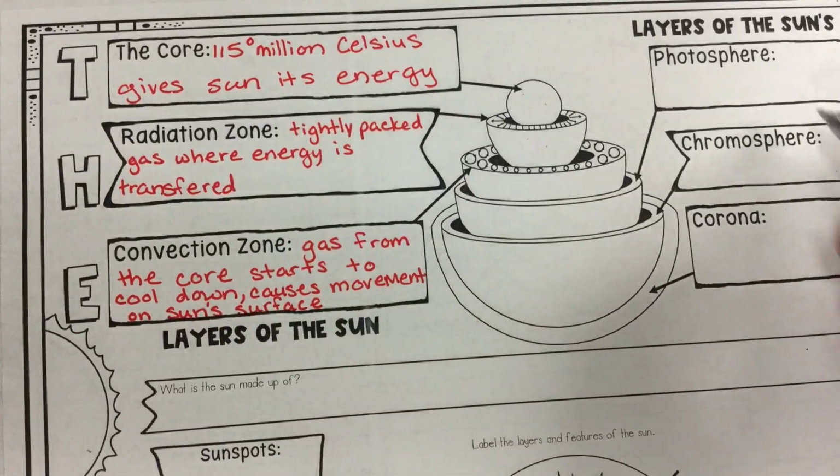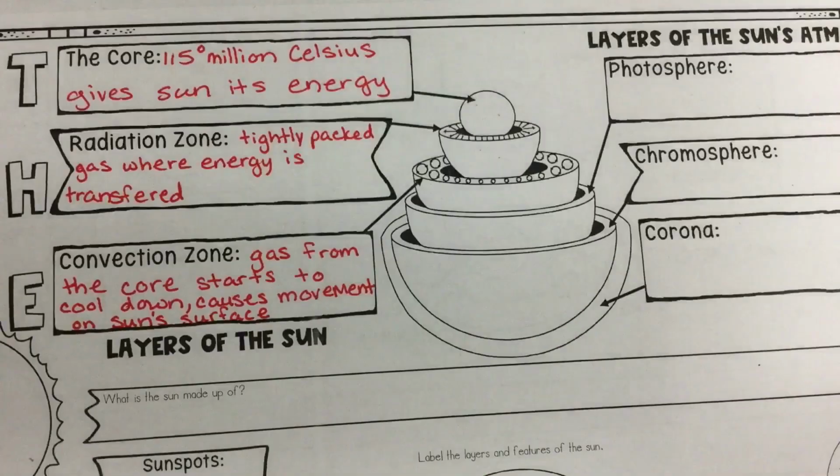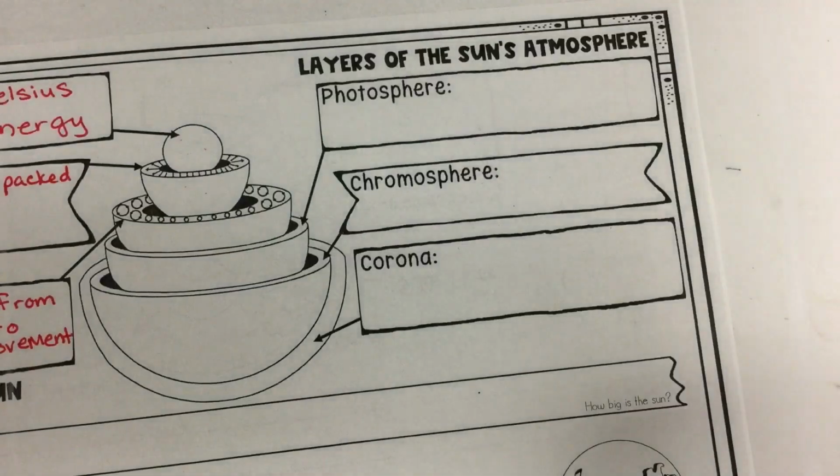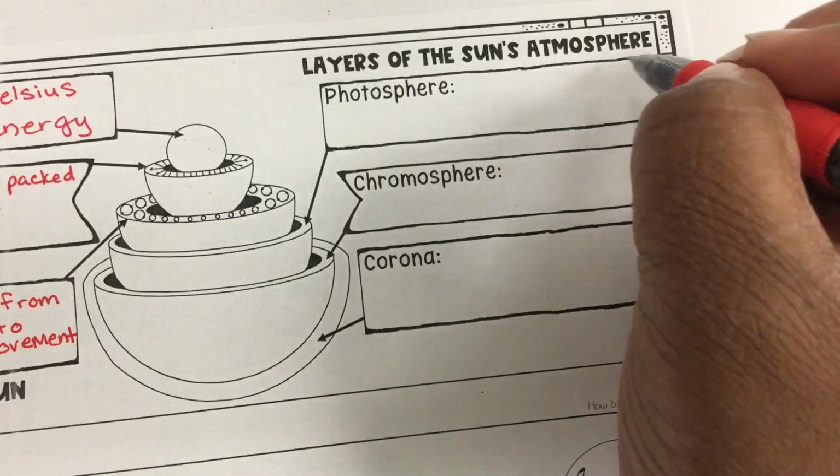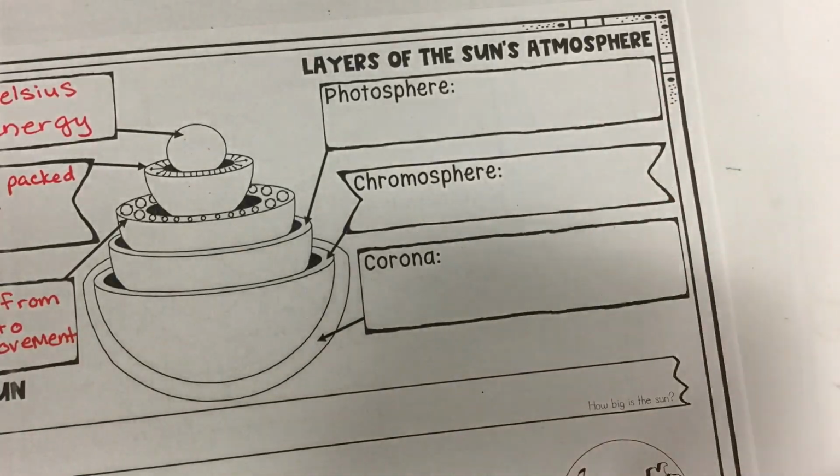The next three layers are part of our atmosphere on the sun. And yes, the sun does have an atmosphere. The photosphere is the most inner layer of the atmosphere. It gives off the sun's light.